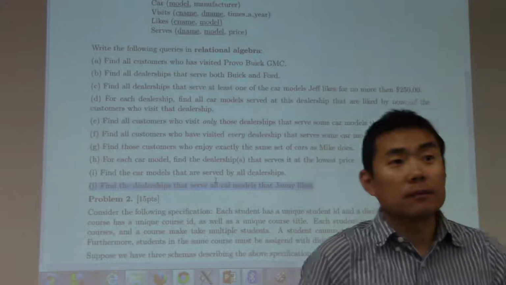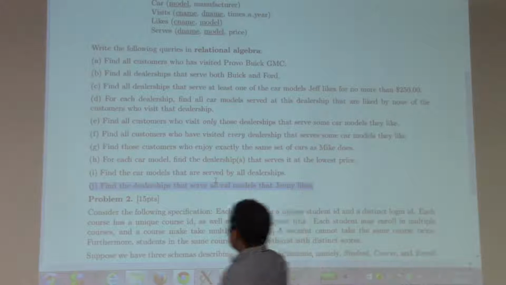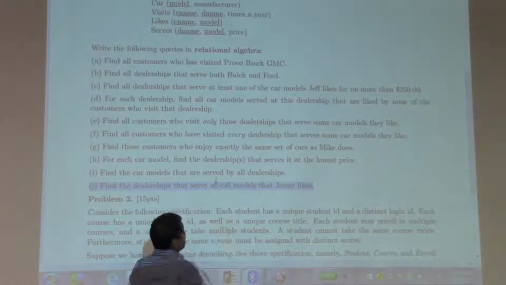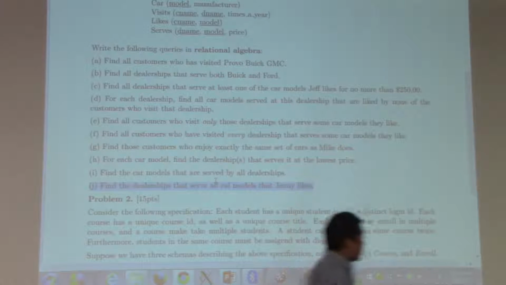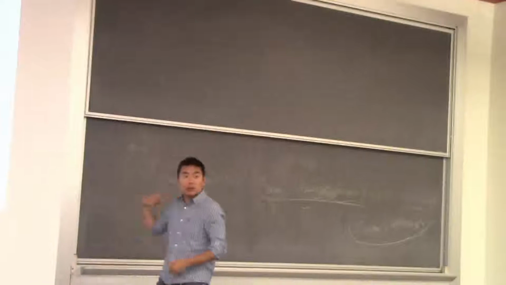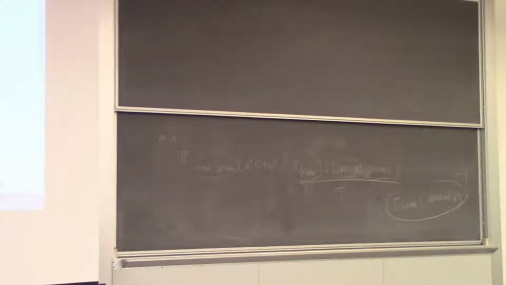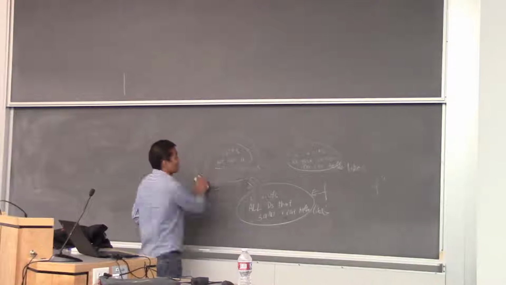And you have something to add on? Yeah, can you show the answer for F again? For F, yeah, for this one, find all customers who have visited any dealership to serve some car. Okay, sure. So instead of showing a solution, I will just do this calculation on the chalkboard from scratch, so that you can follow me, rather than looking at the whole solution.